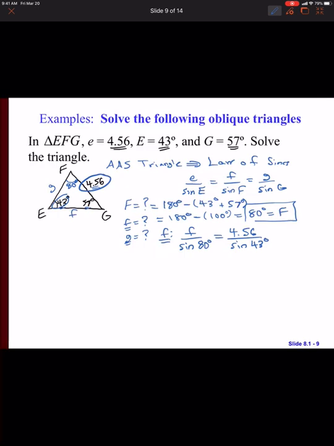So using that ratio, we can't use G over the sine of angle G, right? We don't know side G. It'd be too many unknowns. So we've set up what? A proportion to go solve. So let's go ahead and solve that proportion.